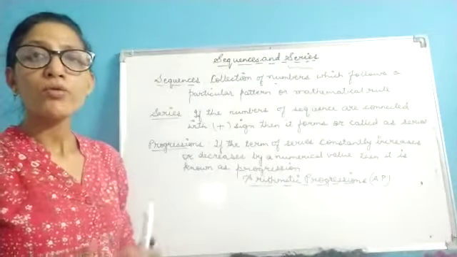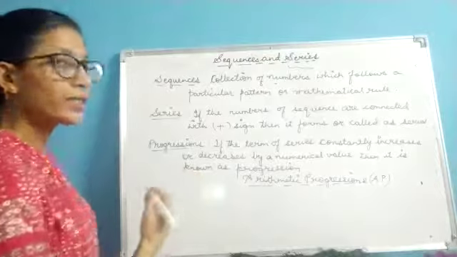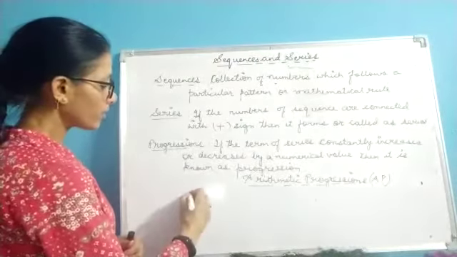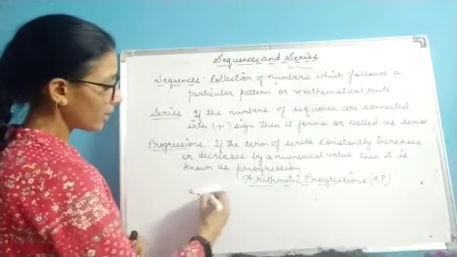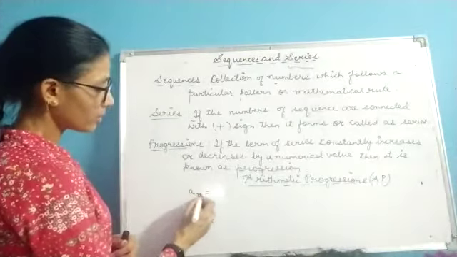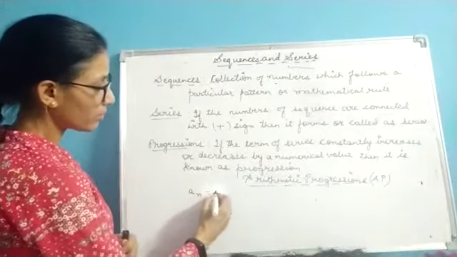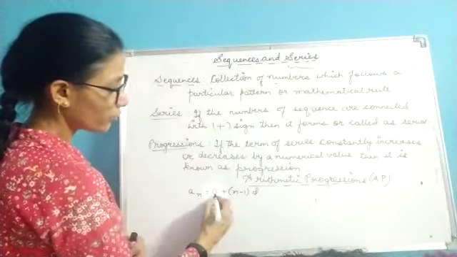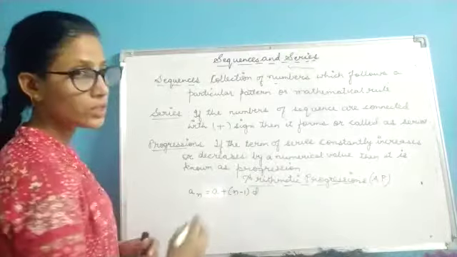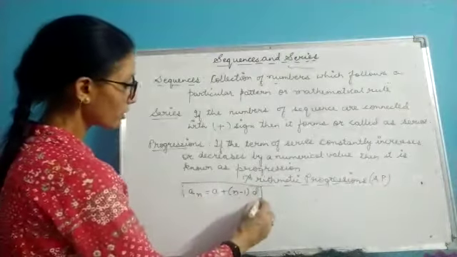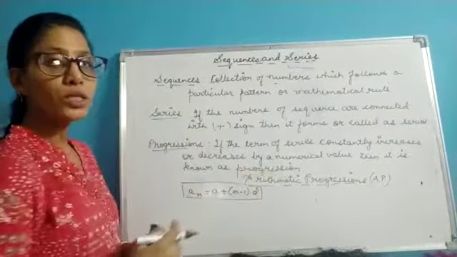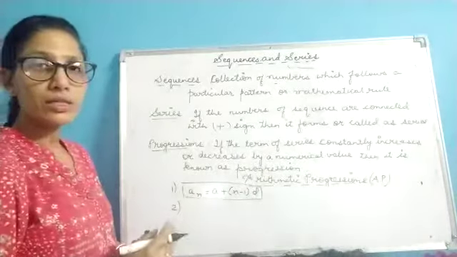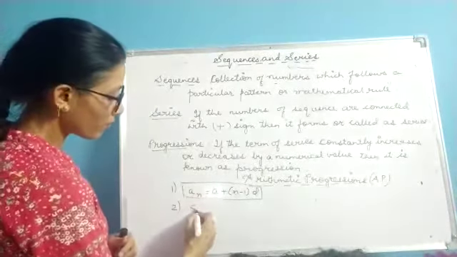Now children, for arithmetic progression you have studied in class 10 that we can calculate the nth term by the formula a_n, which is the last term, or I can say the nth term, equals a plus (n minus 1) into d. Here a is your first term, n is the number of terms, and d is the common difference. So this is one of the formulas which we are going to use for AP. The second formula you read in class 10th was the sum of n terms.